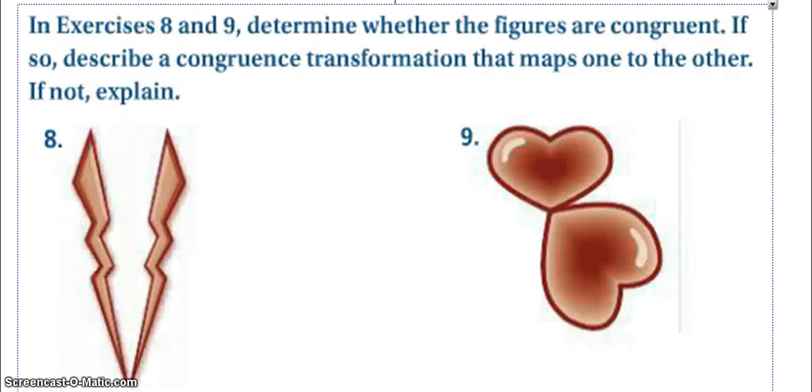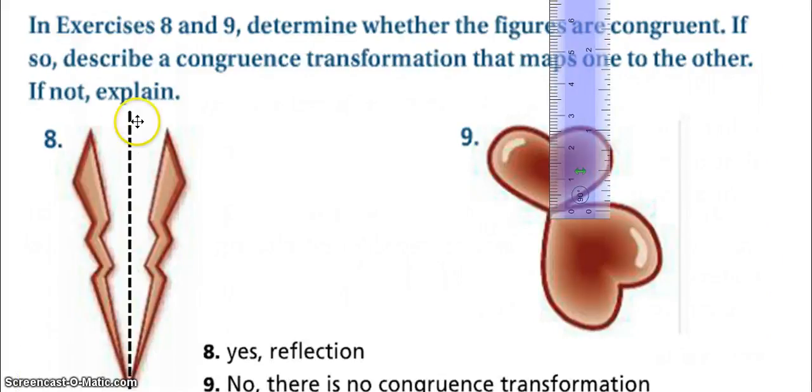Determine whether you believe 8 and 9 are congruent, and if so, why? If not, why? So for number 8, I could drop a line straight between these two lightning bolts and see that yes, they are congruent because it is just a reflection. In number 9, it might be a little bit harder for you to see. That's why I drug the ruler out here.